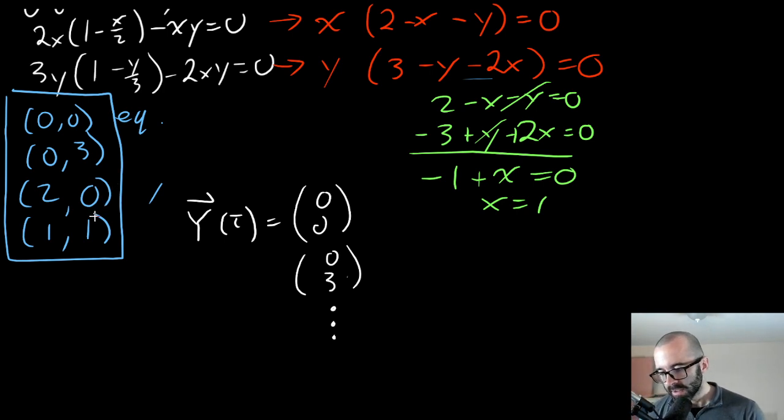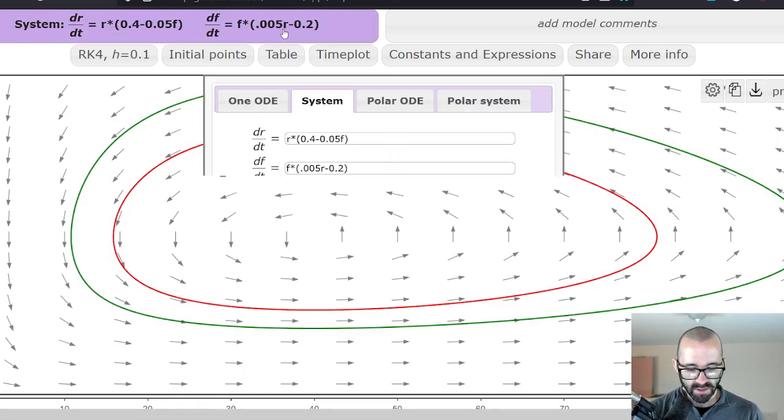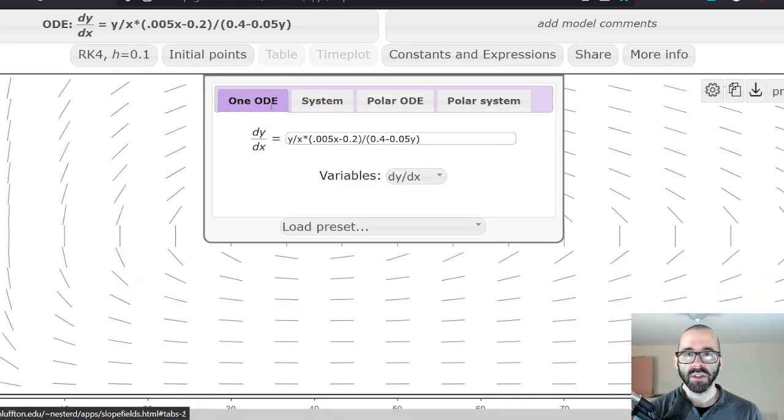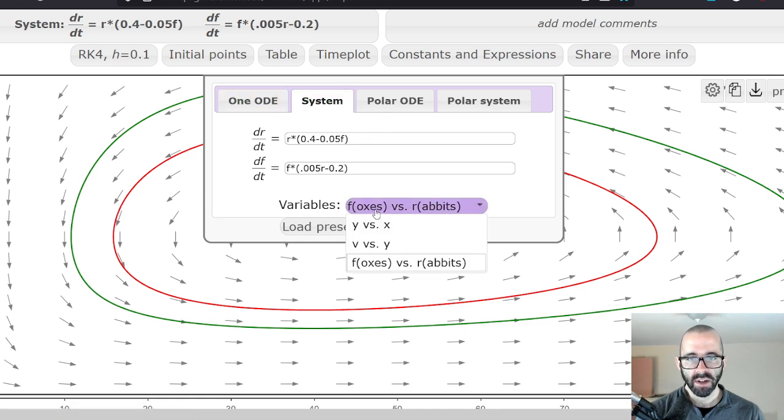Okay, so that's the first thing that we can do for this. Next, let's look at the direction field, and I'm going to remind you, and by remind you, I mean I'm going to tell you that the same thing we use for slope fields can also be used to plot direction fields. Just when you go up here to plot your slope field, just click over here to system. All right. So let's do something with x's and y's.